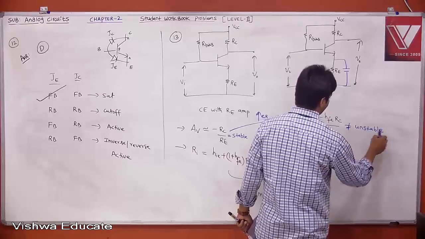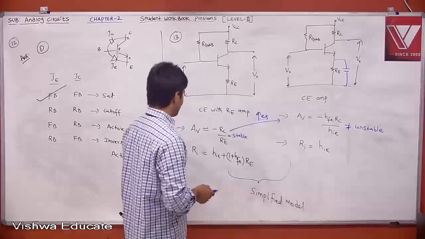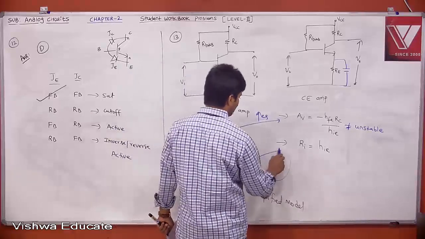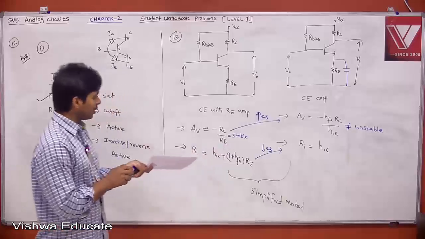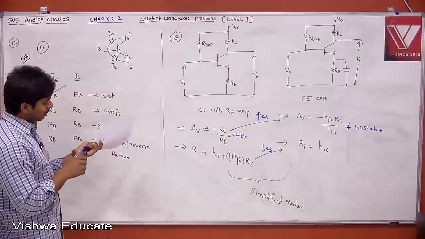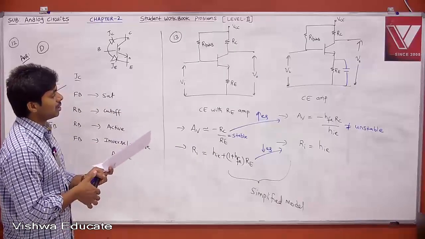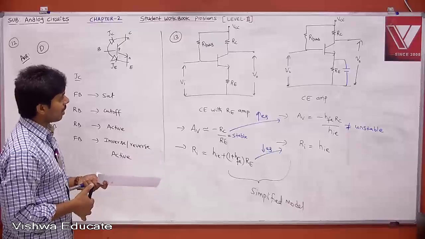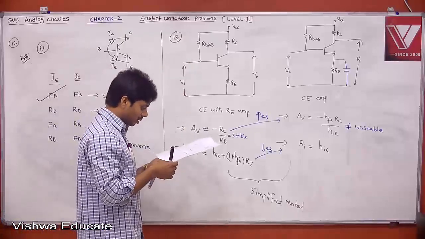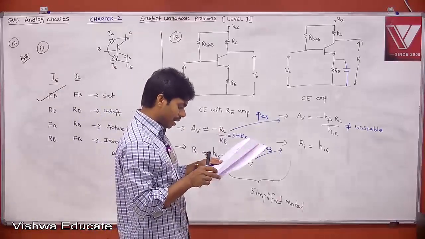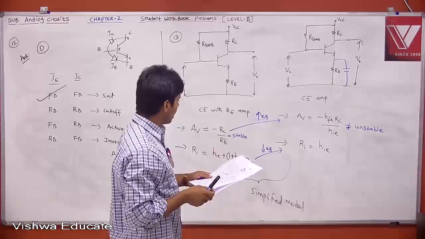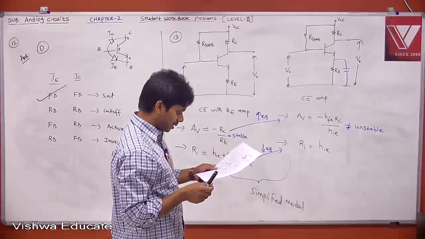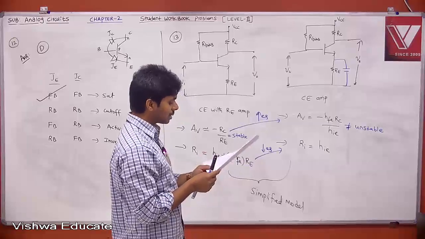Your gain is more, but now your input impedance is decreasing. Therefore, the moment you keep a capacitor in parallel to RE, there is no negative feedback, so your voltage gain will increase. What is the answer? B, your voltage gain is increasing, and D, your input impedance decreases. Answer is B.